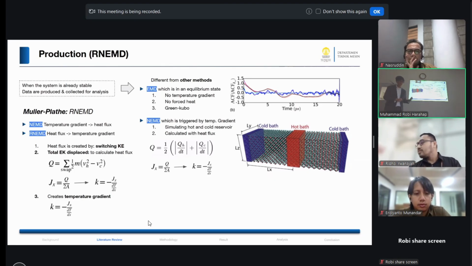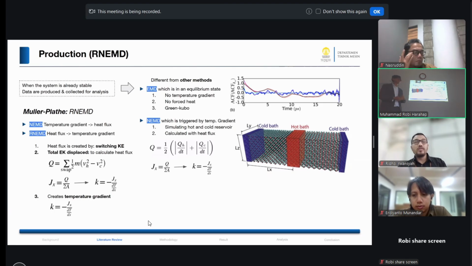It basically, instead of creating a temperature gradient, creates a heat flux, and then hopefully it creates a temperature gradient. So this heat flux is created by switching kinetic energy from one atom to another atom. For my simulation, every 500 time steps, we switch kinetic energy from atom to atom. So the total kinetic energy can be calculated using that, and it corresponds to the heat, and then from the heat you can calculate the heat flux, and then you can calculate the conductivity.